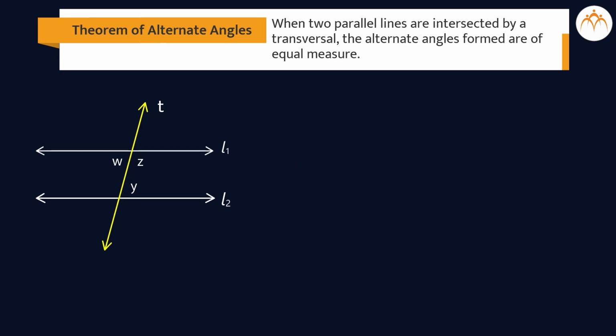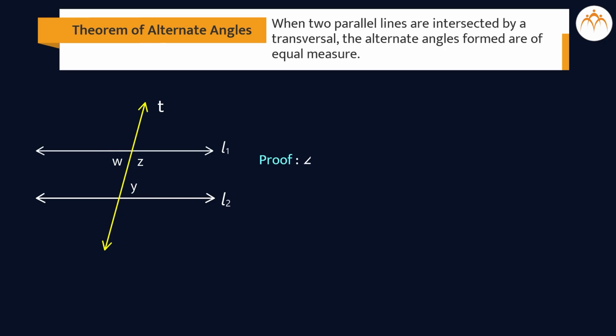Theorem of alternate angles. When two parallel lines are intersected by a transversal, the alternate angles formed are of equal measure. Given: line L1 is parallel to line L2. Line T is the transversal. To prove: angle W is equal to angle Y.